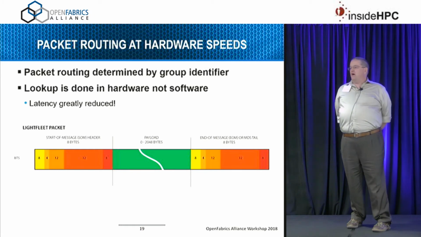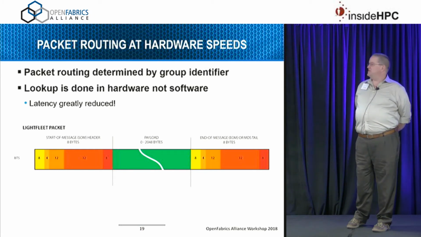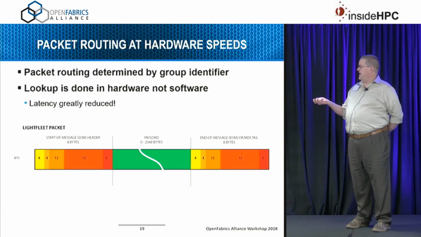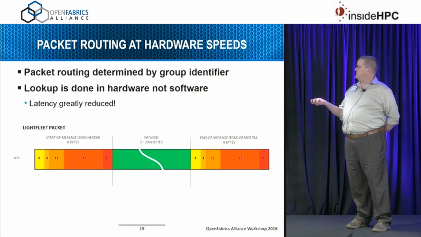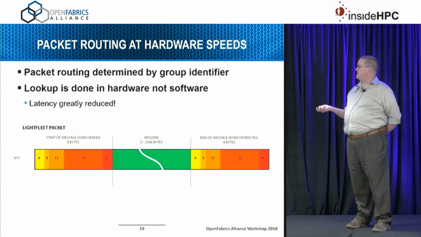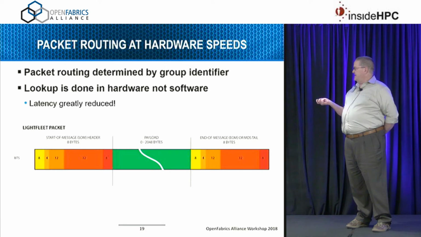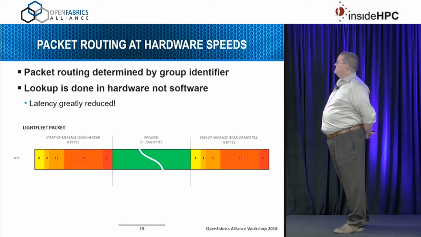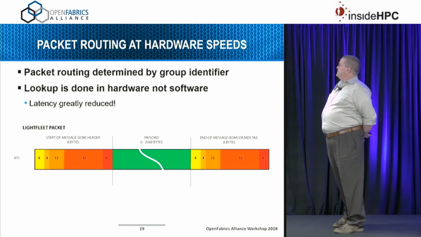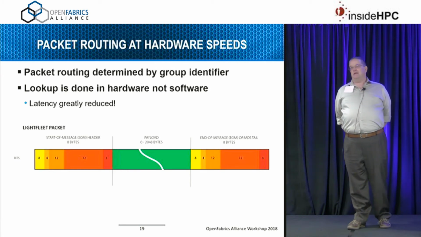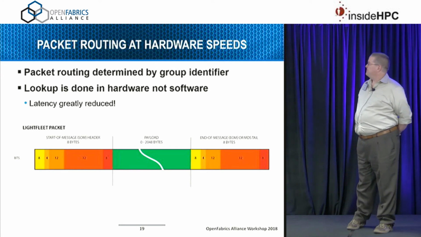Our packet structure on the wire is very simple. We have a small, in this case 8-byte, flit on the fiber, which we call start of message, that has the group identifier in it. We have a payload somewhere between 0 and 2048 bytes, and then a small end of message, which has checksums and completion information. And again, this is all enabling that hardware lookup in what we call our DDM, or switch replacement, if you will.